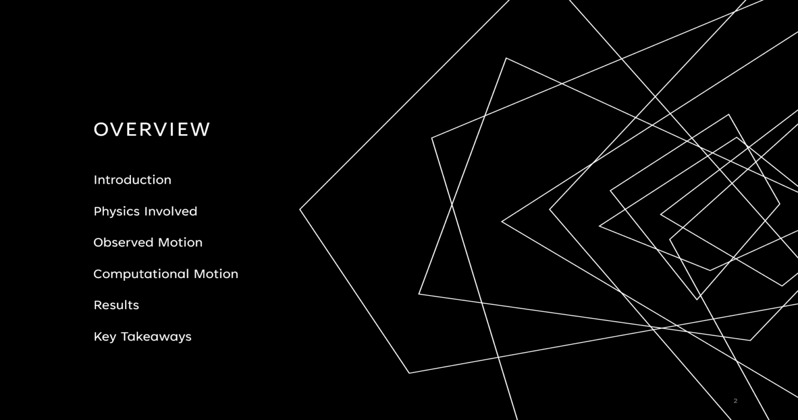Overview. First, we'll get into a brief introduction, then we'll look at the physics involved, then we'll observe the observed motion, and then we'll look into our computational motion determined from the GlowScript model, look at the results that we took away from this, and answer some fundamental questions to gauge our understanding of the topic as a whole.